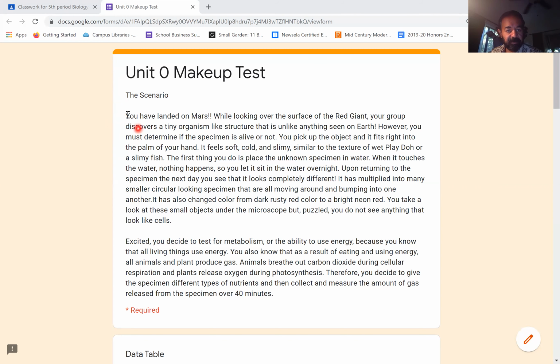All right. So the scenario, you have landed on Mars. While looking over the surface of the red giant, your group discovers a tiny organism-like structure that is unlike anything seen on Earth. Okay, so you've found something that's unique to Mars. You've gone to Mars and it looks like it's an organism-like structure, right? However, you must determine if the specimen is alive or not.